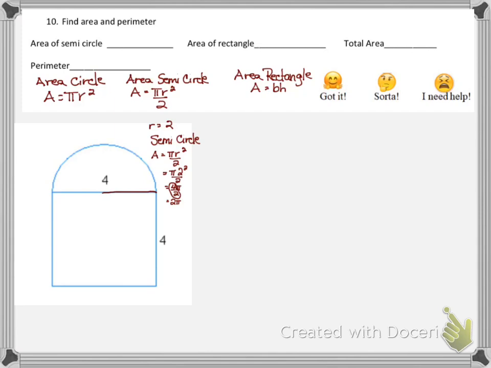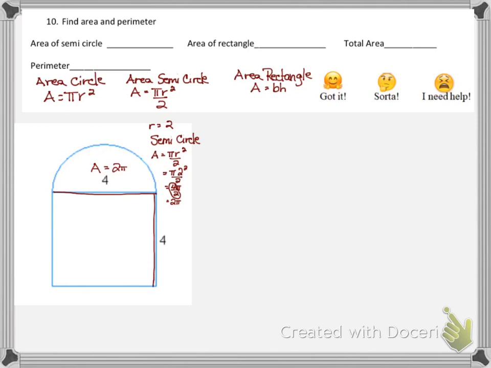So the area of this semicircle here is 2 pi. The area of the rectangle is base times height, or length times width. And so all you're having to figure out is two different lengths here. It's already telling us that this length is 4 and this length is 4.